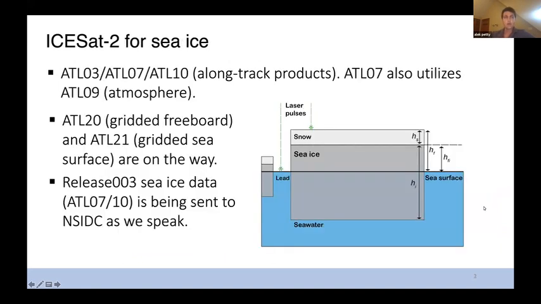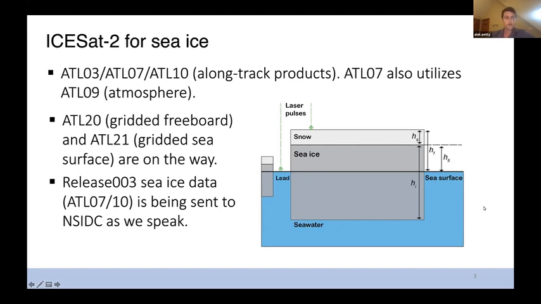For CIS, we're really interested in these 3 products: ATL03, ATL07, and ATL10. ATL03 is obviously the meat with which the higher level products are derived. ATL07 is the along track CIS height and classification, and ATL10 is the along track freeboard. ATL07 also utilizes the ATL09 atmosphere product, which I probably know less about than I should, but it is a key input to especially some of the filtering that goes on with deriving those higher level CIS data.